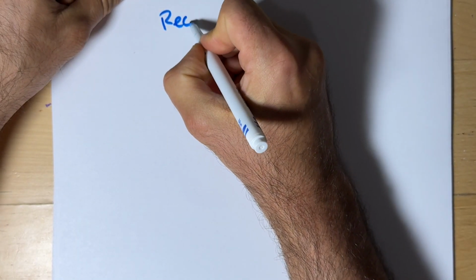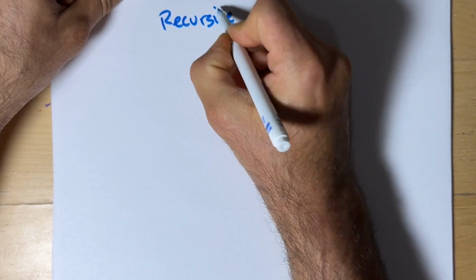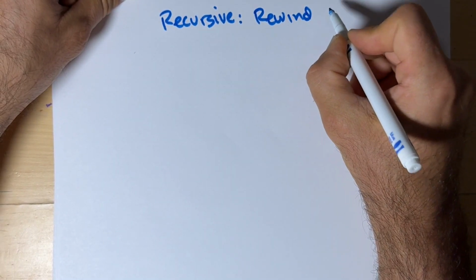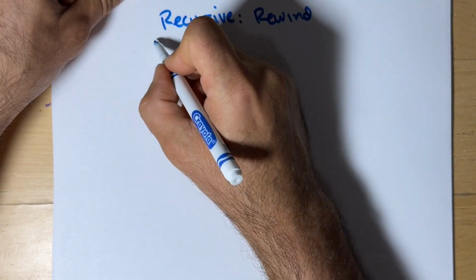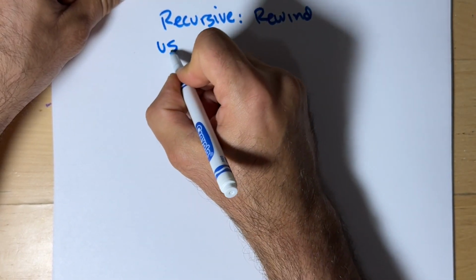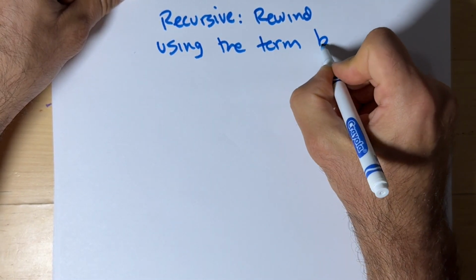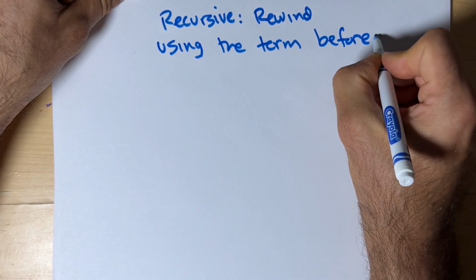So we also have the recursive formulas. When I think of recursive, I think of rewinding back. And so recursive formulas are using the one before to find the next one.